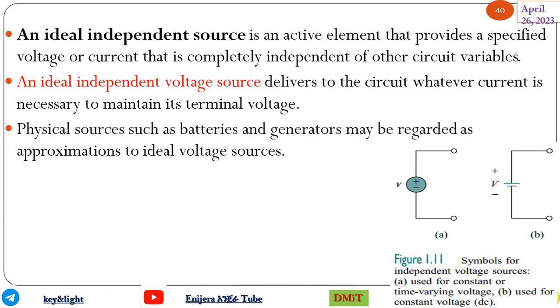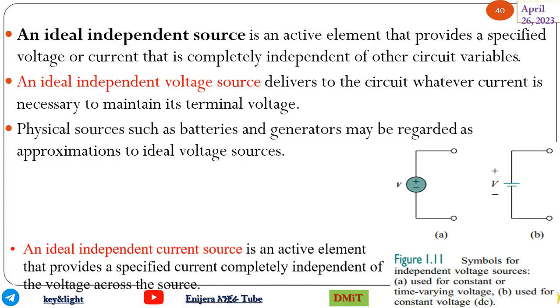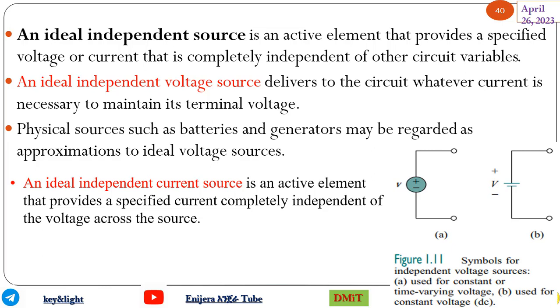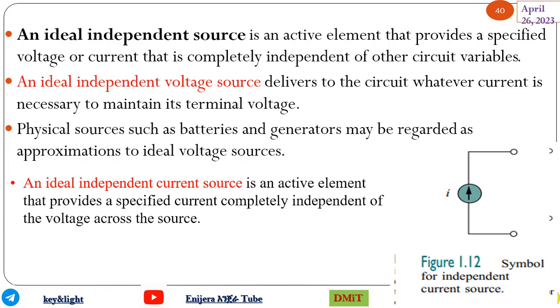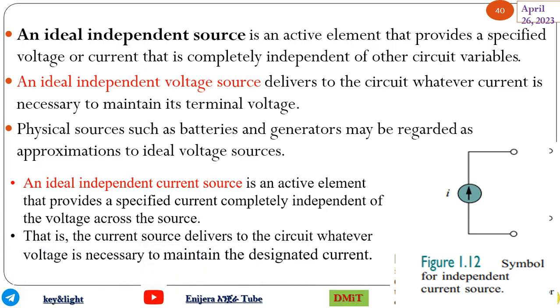They are independent sources. Dependent sources are different; they have a diamond shape. Dependent means it depends on another source, where one controls the other. So an ideal independent current source is an active element that provides a specified current completely independent of voltage across the source. Yeah, it's a current source. That is the current source that delivers to the circuit whatever voltage is necessary to maintain the designated current.